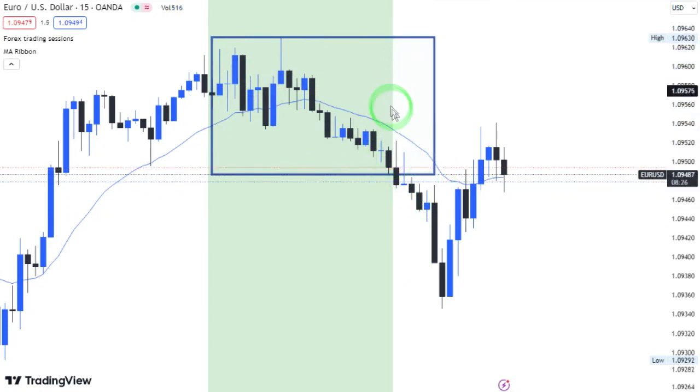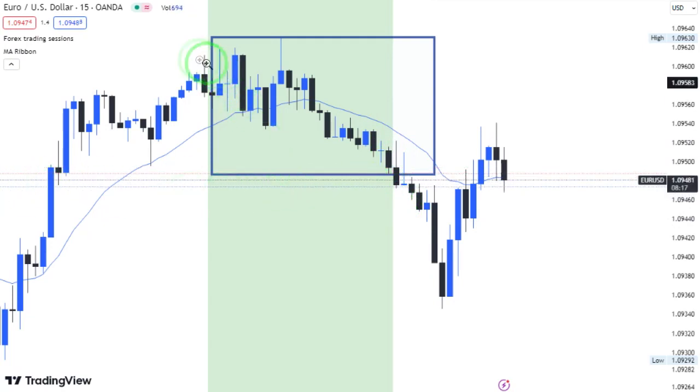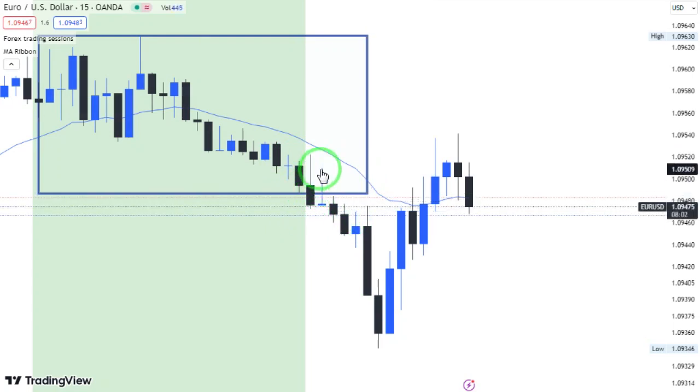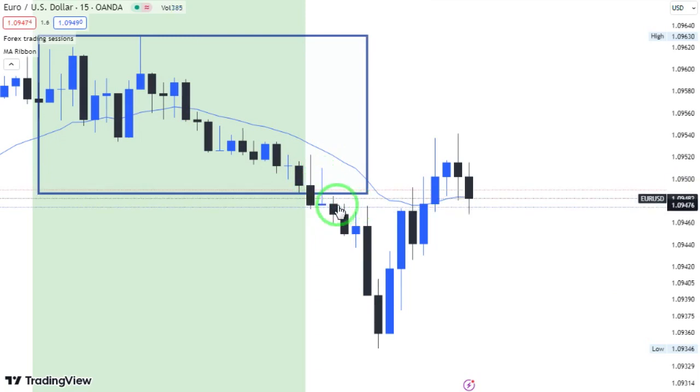Here we see a breakout. This candle closed under the low line of the session. We look for confirmation. It pulled back and we see pressure of sell here. So go to sell.